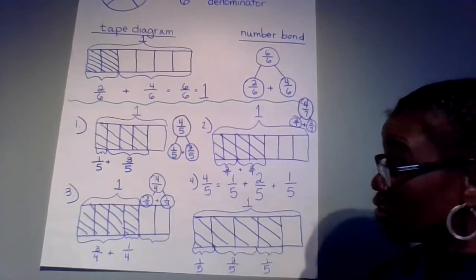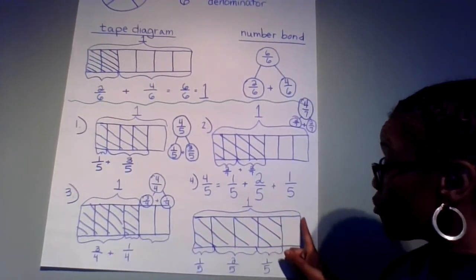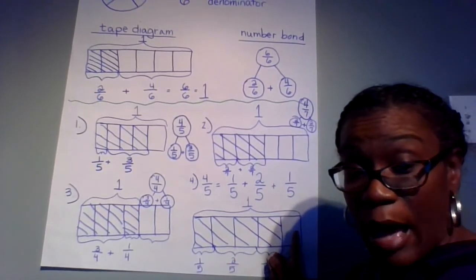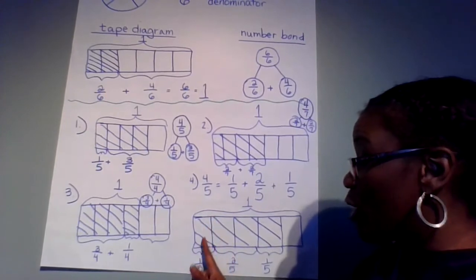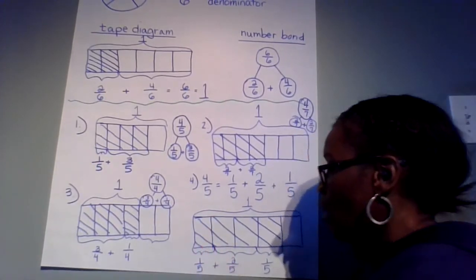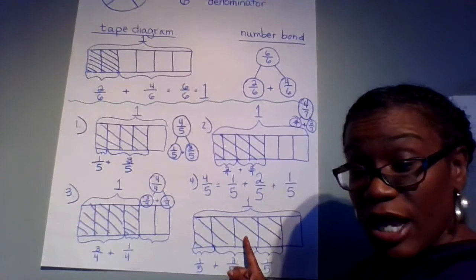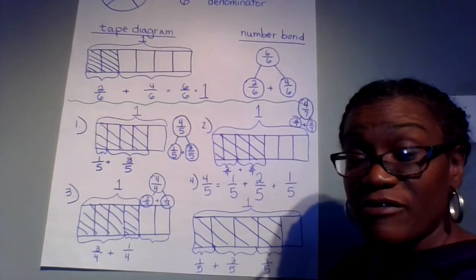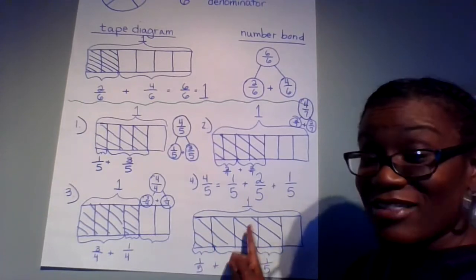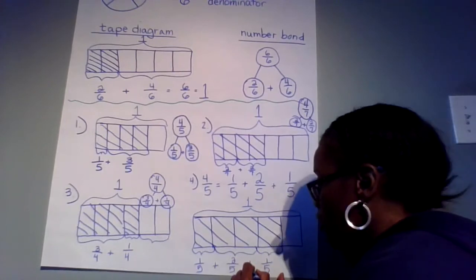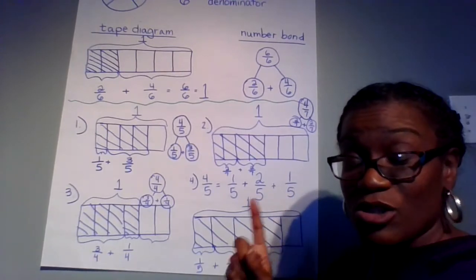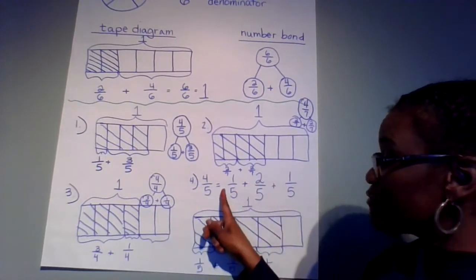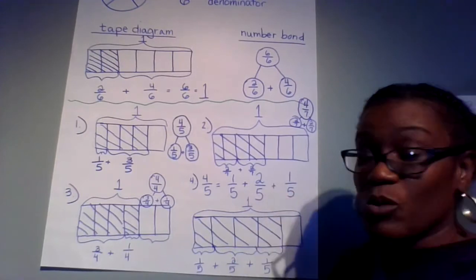So scholars, here's our whole. It has 1, 2, 3, 4, 5 parts, which is our denominator. And we have 1/5 shaded in, plus another 2/5 shaded in, and 1/5 plus 2/5 equals how many fifths? That's right, 3/5 plus one more fifth. What's 3 plus 1? 4. That's right, 4/5. So 4/5 equals 1/5 plus 2/5 plus 1/5.